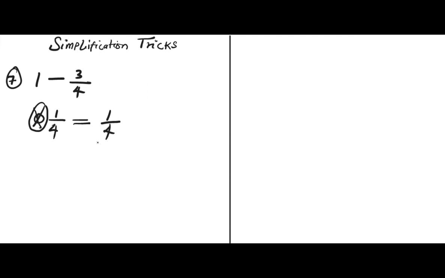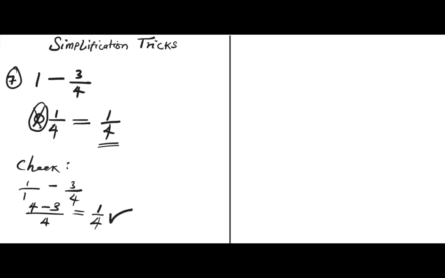If you want to check, we have 1 over 1 minus 3 over 4, and the LCM is 4. 4 divided by 1, 4 times 1, we have 4, minus 4 divided by 4, 1 times 3, we have 3. So we have 4 minus 3, that is 1 over 4. So this is correct, this is correct.